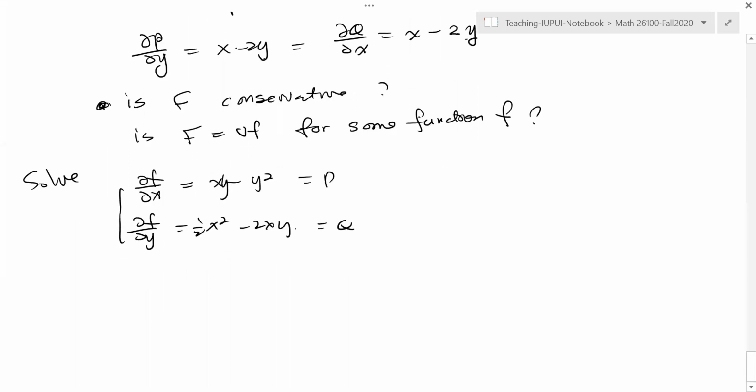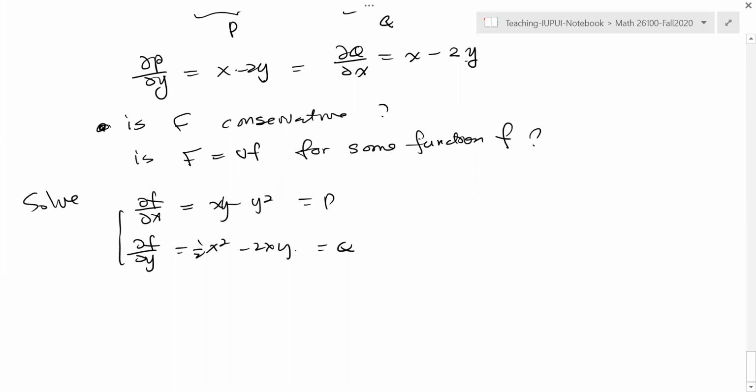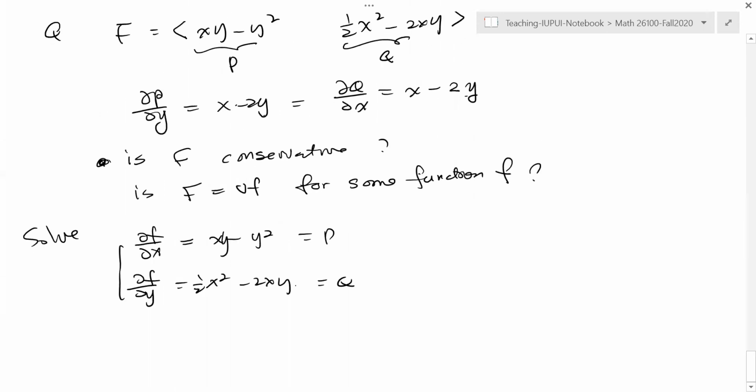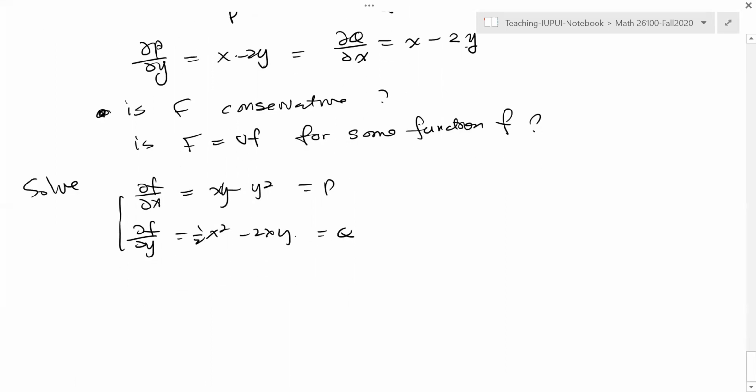Is it possible? This is just a necessary condition: the partial derivative of p with respect to y equals the partial derivative of q with respect to x. We hope this condition holds, that they are equal. This is also sufficient for us to show that f is the gradient of some function. Now how do you solve this?